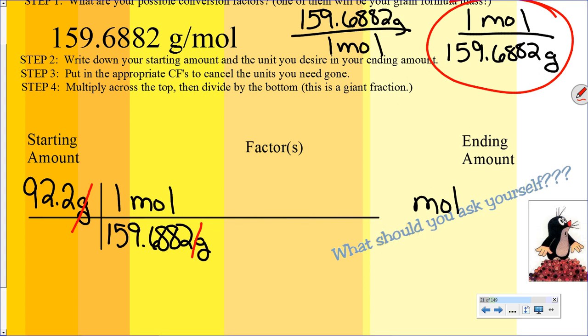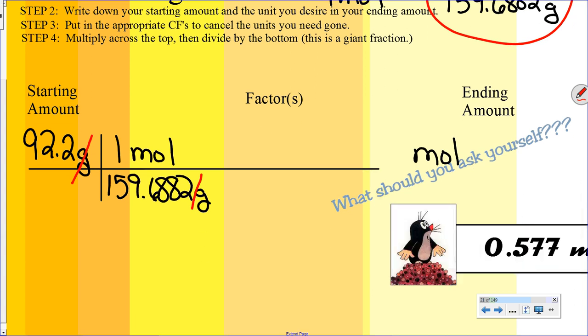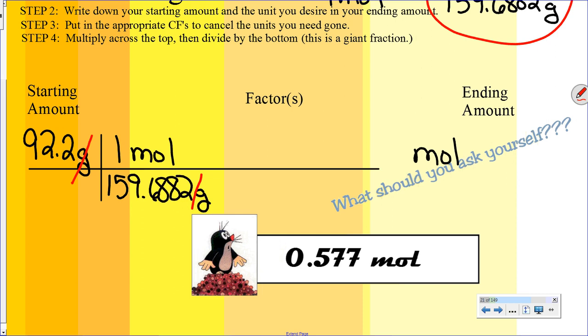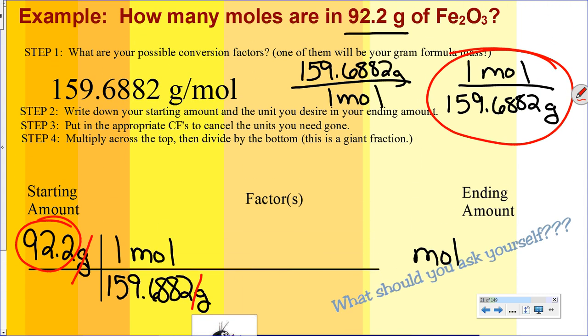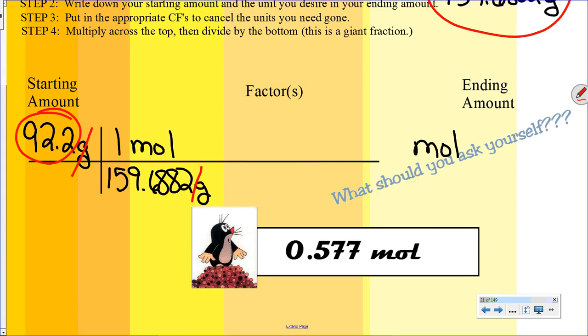So that allows my grams to go away. So you're going to punch into your calculator 92.2 divided by 159. And that gives you 0.577 moles. My sig figs here are 3 based on 92.2. Now I want to think to myself if this makes sense. So 1 mole is about 160, and I have 92.2 grams. So that should be a little bit more than half.